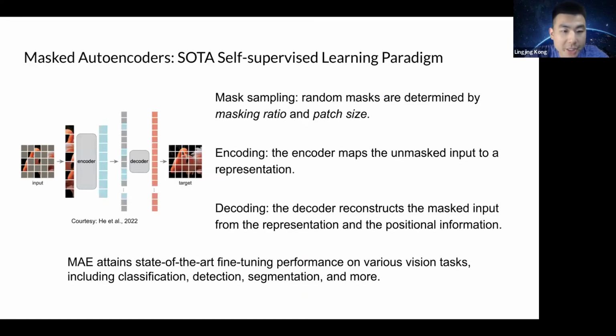Masked autoencoding is a canonical self-supervised learning paradigm for visual representation learning. The procedure is fairly simple. We first divide the image into patches and mask out a fraction of the patches randomly.